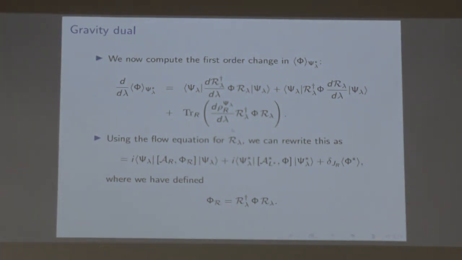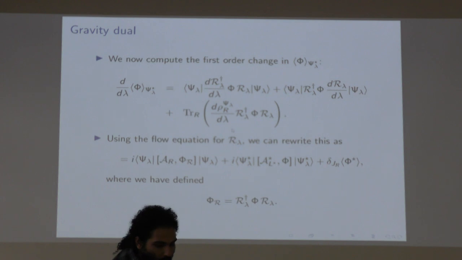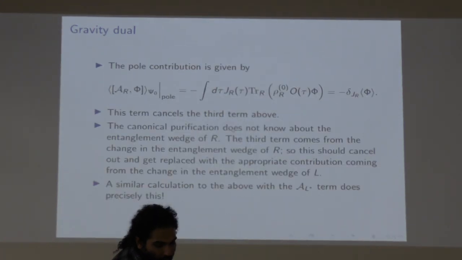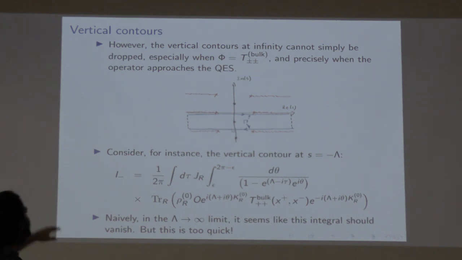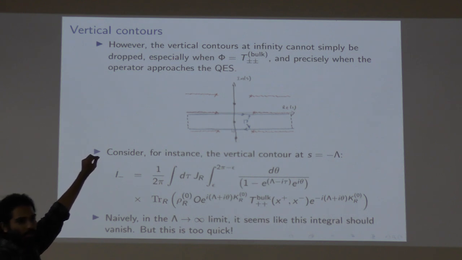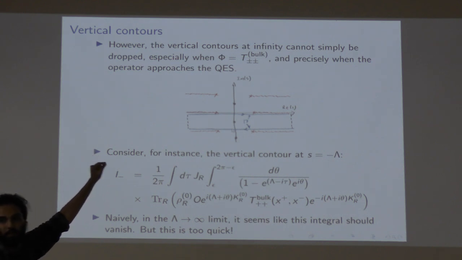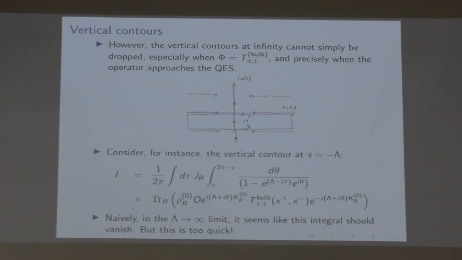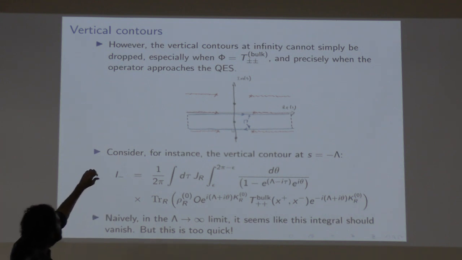That seems to be working out great. But what about the shock? We were after the quantum extremal shock. And that's where these vertical contours become crucially important. Especially, not always, but especially when the bulk operator that you're looking at is the bulk stress tensor, and particularly with that index structure, so T plus plus or T minus minus, and particularly when this operator approaches the quantum extremal surface. So to see this, let's just write down the expression for one of these vertical contours.